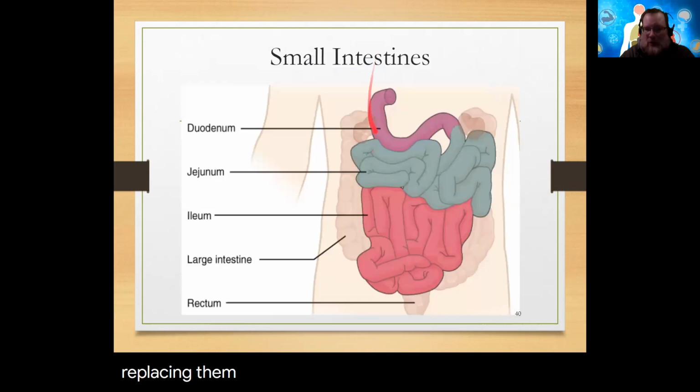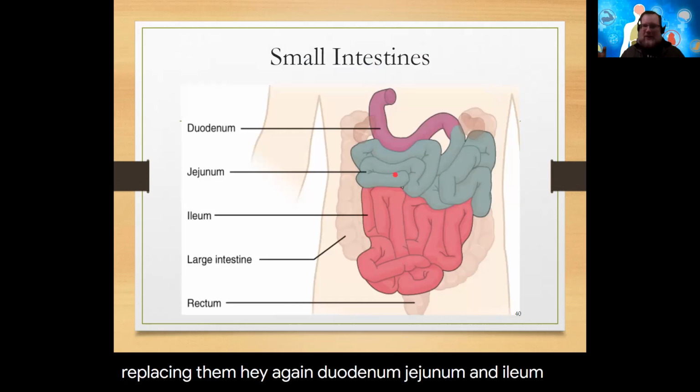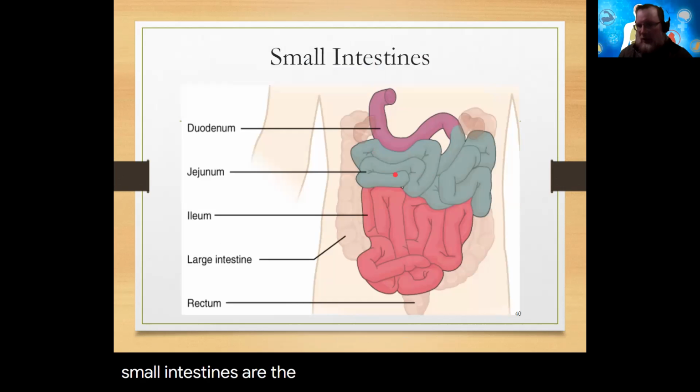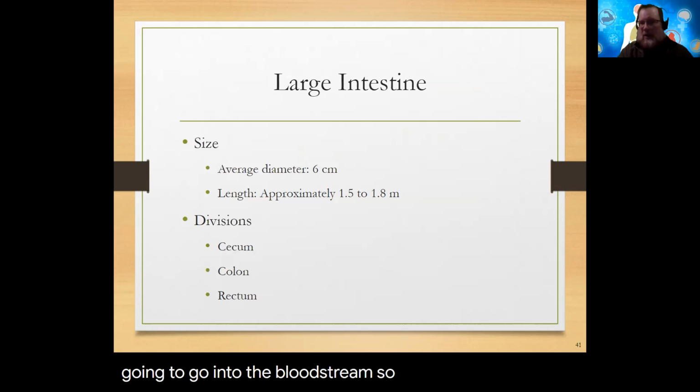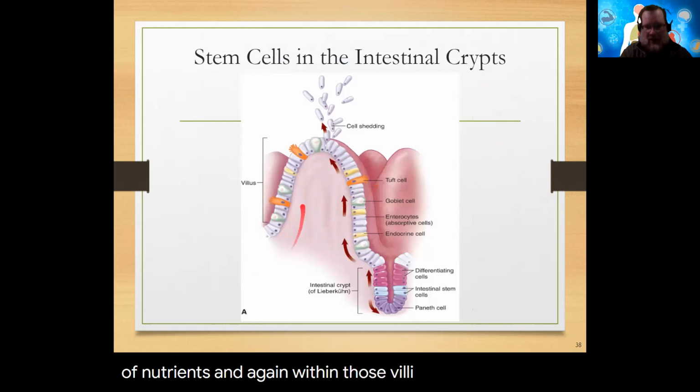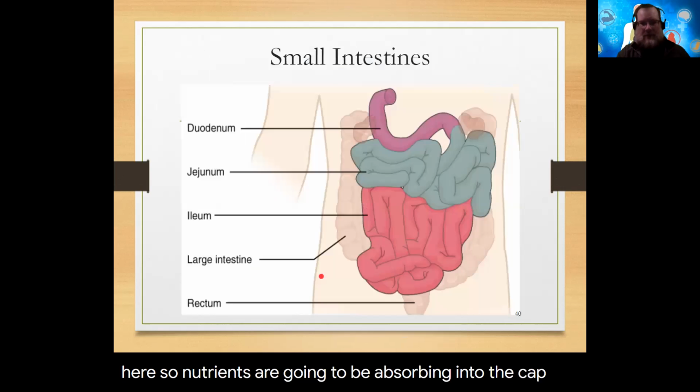Okay, again, duodenum, jejunum, and ileum. The small intestines are the site of absorption. This is where the majority, really all the nutrients that you've consumed are going to go into the bloodstream. So the primary aspect of the small intestines is the absorption of nutrients. And again, within those villi, you're going to have arterioles, venules, and capillary beds with lacteals. So nutrients are going to be absorbed into the capillary bed there.